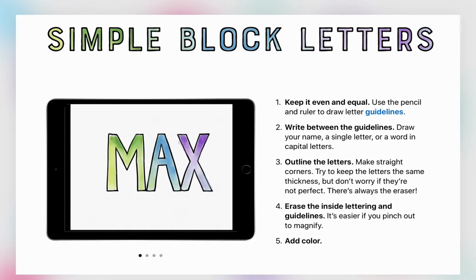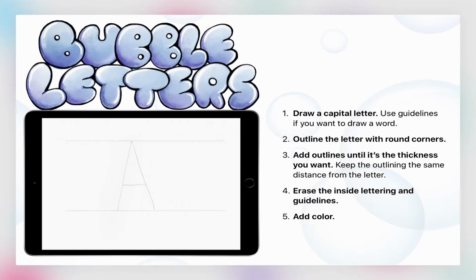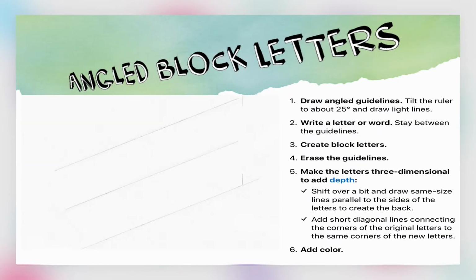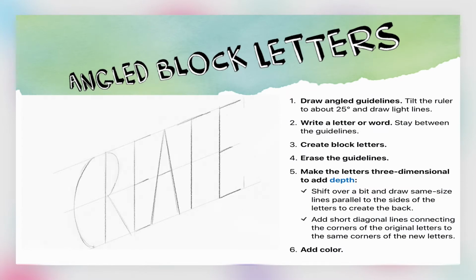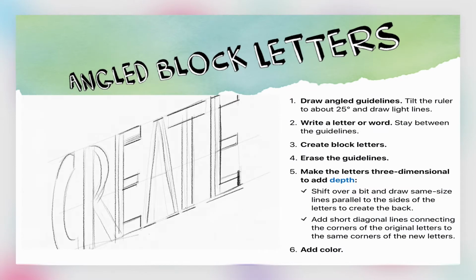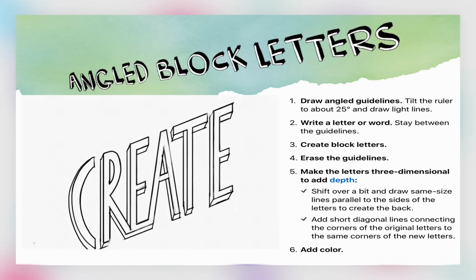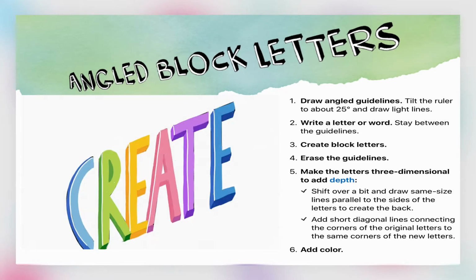And then we have a choice. We can go and choose bubble letters. Again, we're going to create some guidelines, and you can create your chocolate names or your brands. And then the final will be some angled block letters. And you've got a choice of these three. So we can make an outline, make some guides, and use some colours to create your lettering.